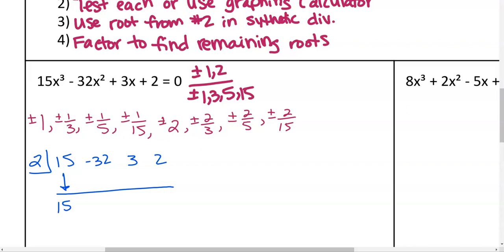What is 2 times 15? Positive 30. Remember, bring the sign. That's how we know if we add or subtract. All right, what is negative 32 plus 30? Negative 2. Bounce the basketball again. What is 2 times negative 2? Negative 4. What is 3 minus 4? Negative 1. Bounce the basketball. What is 2 times negative 1? Negative 2. 2 minus 2. Oh, look at that. We just proved that it is a root. It is a factor. So 2 is definitely part of my list. I can already say x equals 2.